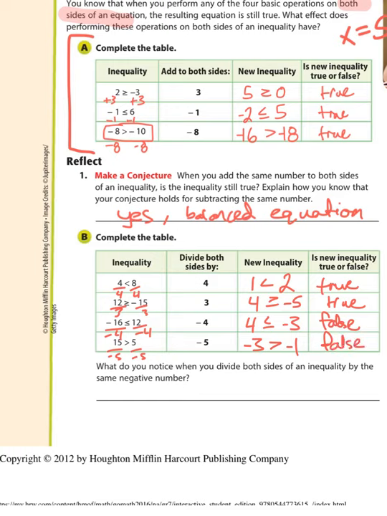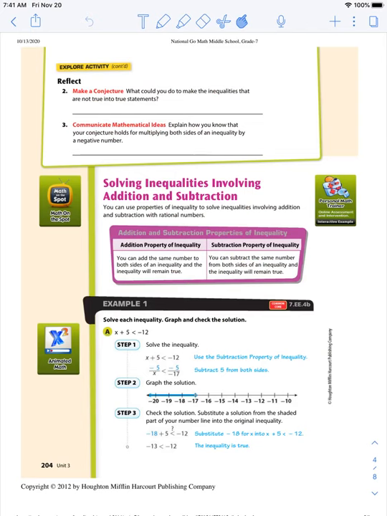What do you notice about the false ones? The false ones were when we divided by a negative. So let's think, what could we do to those inequalities to make them true? We could flip the sign. We'll come back to this in a couple pages, but remember that when we divided by a negative, it was false. We'll figure out what to do in a minute.